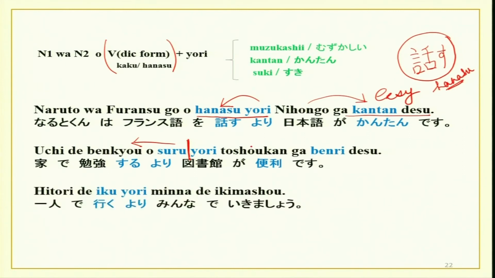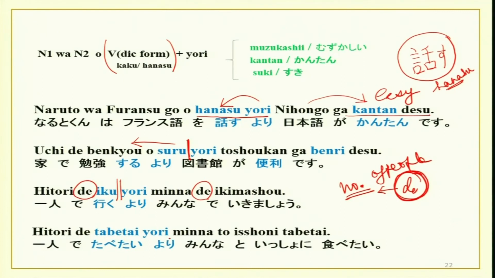Hitori de iku yori, minna de ikimashou. So again you have this, hitori de iku yori. More than going alone, let's all go together. Minna de. So now this de over here, hitori de and minna de, this de shows number. Please remember when hitori de, futari de, sannin de, yonin de is used or minna de is used, the function of de is just to show the number of people.